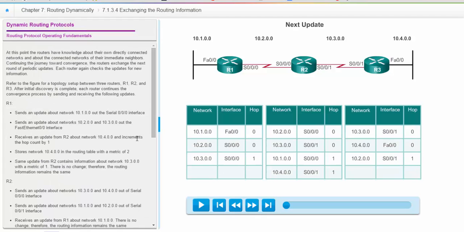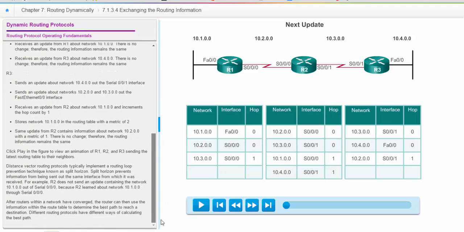Our next step, after they've learned who they're connected to and who their neighbors are connected to, is that the routers are going to continue to send out updates. They exchange the next round of periodic updates, and each router again checks the updates for new information. So it's constantly looking to see if its neighbor routers have learned new information, and if they have, then it updates its routing table.